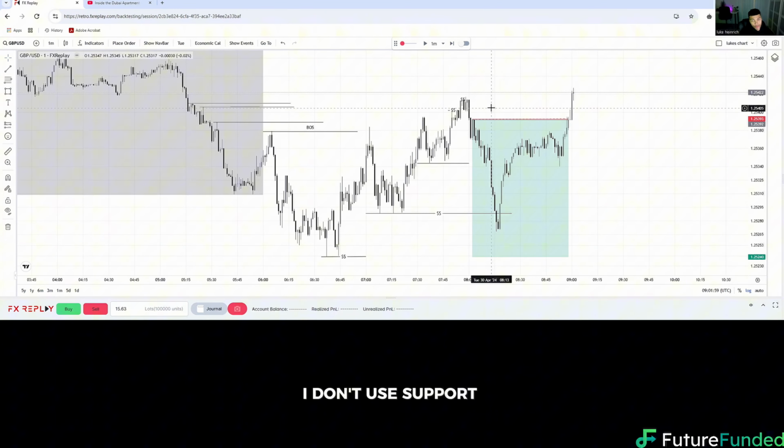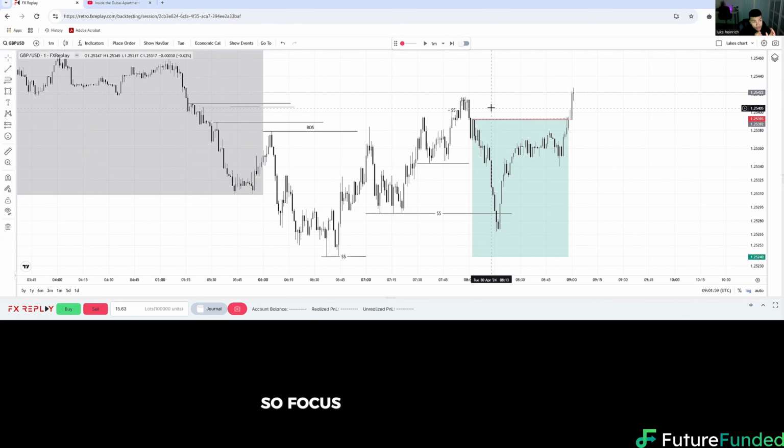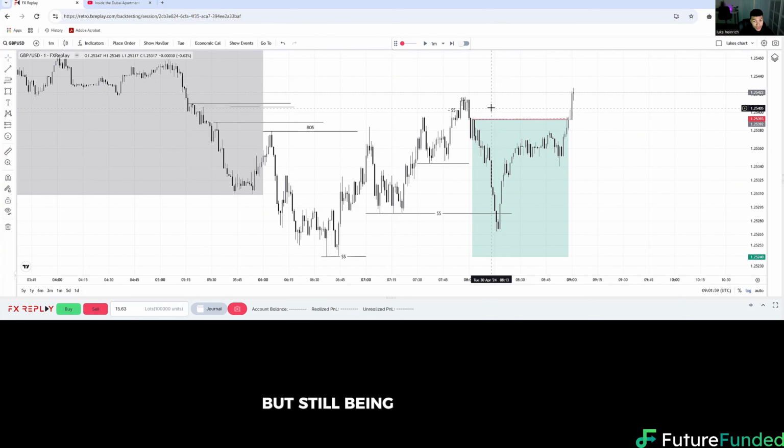I don't use support and resistance when I enter my trades. It's not part of my strategy, but it is definitely a part of where my targets are. All right, because yes, I want to sell into that liquidity, because that's where I believe price is going to go and tap into. So focus solely on how you manage your trade. Focus on how you can extract as much profit out of the market, but still be risk averse.